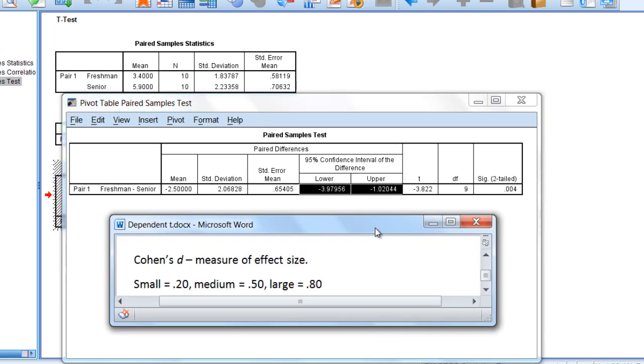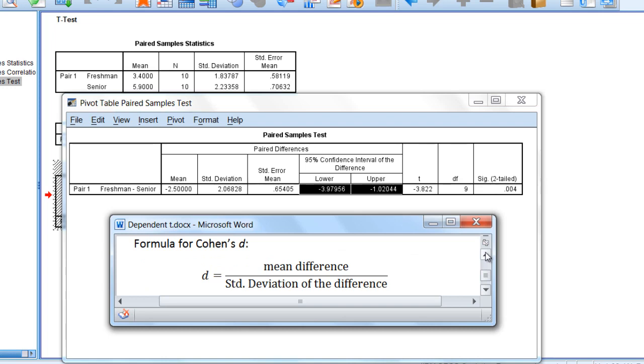Next, we'll talk about effect sizes for our test. Now recall that the effect size for the t-test is given by Cohen's d, where once again a small effect size corresponds to a d of 0.20, medium is 0.50, and large is 0.80. We can use the following formula for Cohen's d, where d is equal to the mean difference divided by the standard deviation of the difference. And here in our paired differences table, the mean difference corresponds to this column, where it shows mean, and then the standard deviation of the difference corresponds to this column, where standard deviation is reported.